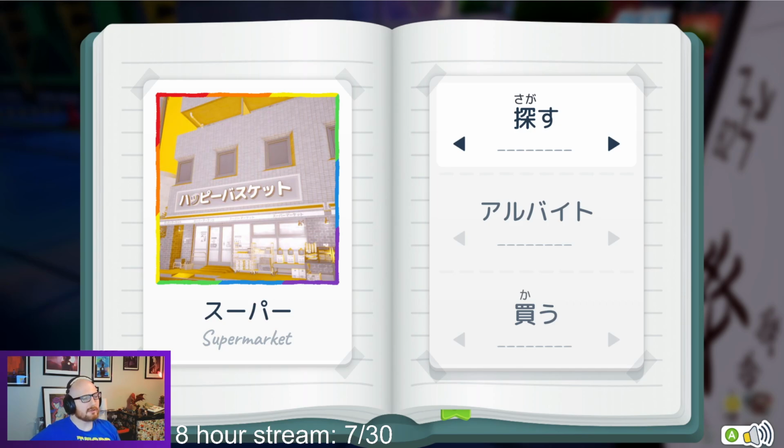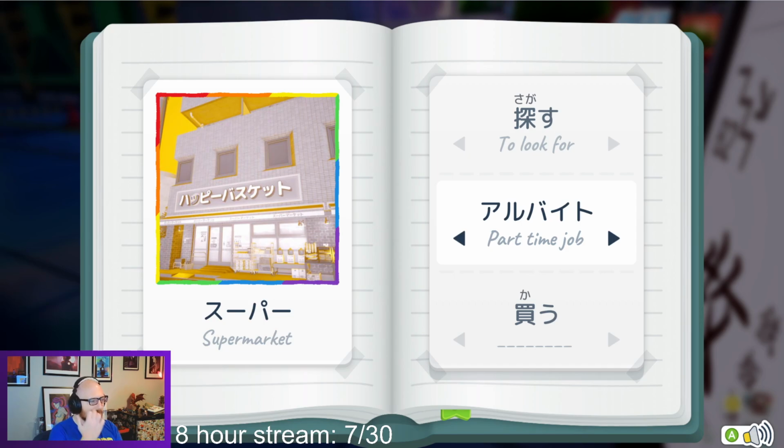あなたの鍵を探してあげます。So kagi is keys. あなたの鍵, your keys. All right, let's go ahead and get matched up here.